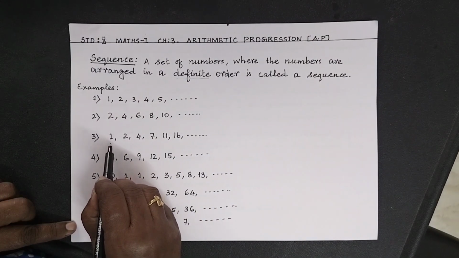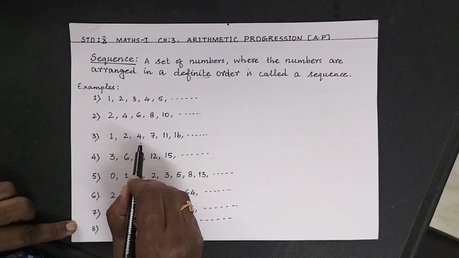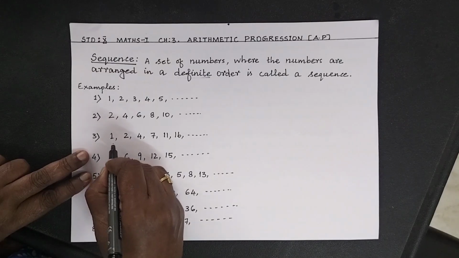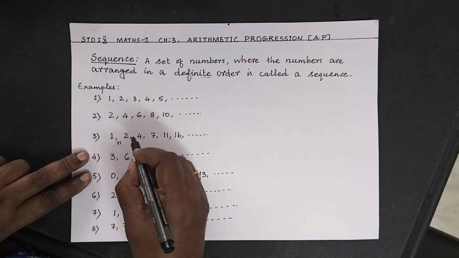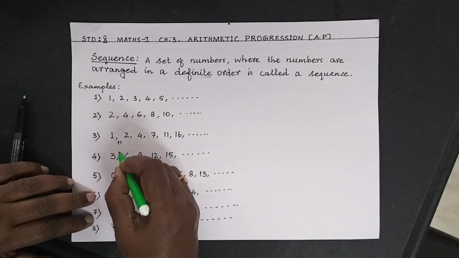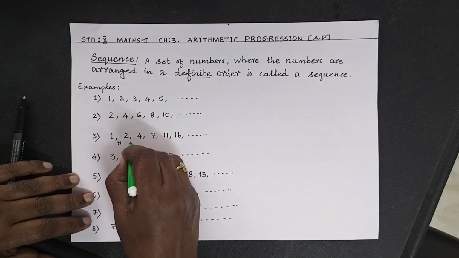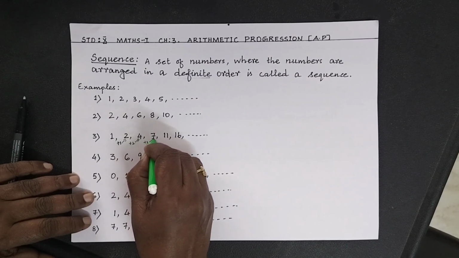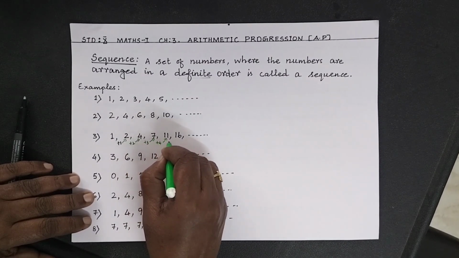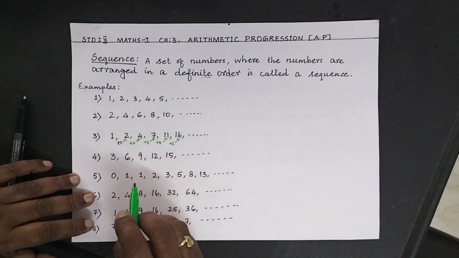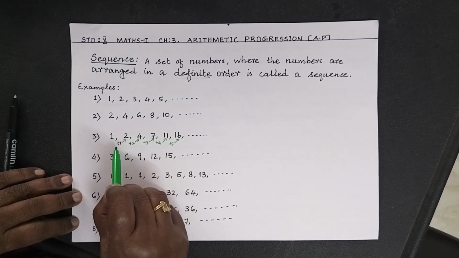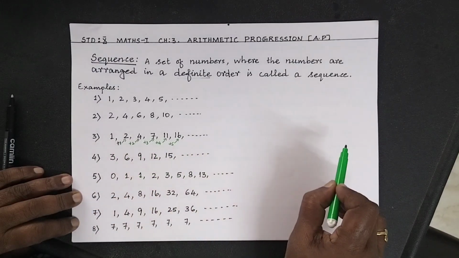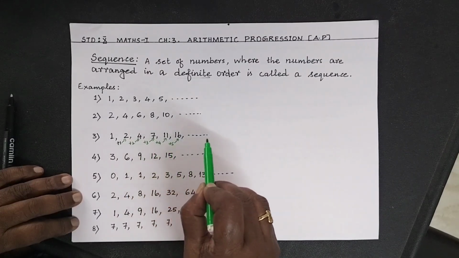Even this, look at this example 1, 2, 4, 7, 11, 16. Now there is a pattern, there is a rule. Now 1 plus 1. Here when we add 1, we are getting 2. Similarly plus 2 we are getting 4 and plus 3 we are getting 7, plus 4 we are getting 11, plus 5 we are getting 16. So the difference between these two numbers is 1, between these two is 2, here 3, 4, 5 and so on. So this is also an example of a sequence.